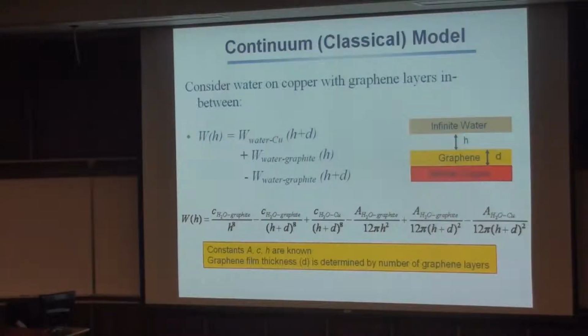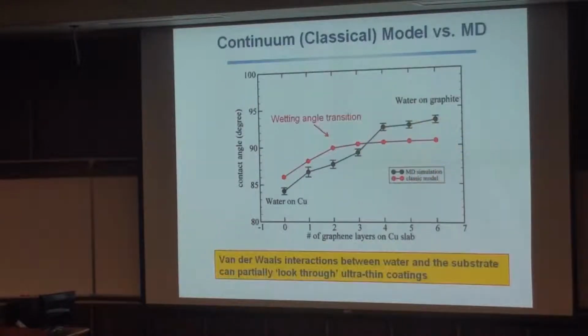So I can vary my film thickness, and by varying the film thickness, I can back calculate W, and from that I can get the contact angle theta. This is a very simple model. It runs very fast. You don't have to use MD, but it captures the same trends.